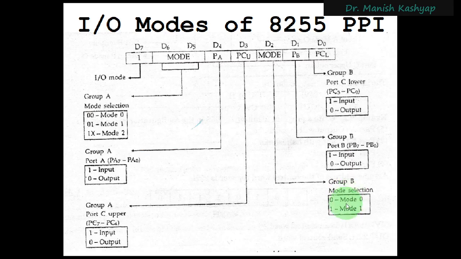So for group B, the mode selection is done by this D2. And if you see this, whether port B acts as input port or output port is decided by this. And for port C, you have this last bit, right? So this is the format of the control word register for the 8255 programmable peripheral interface.